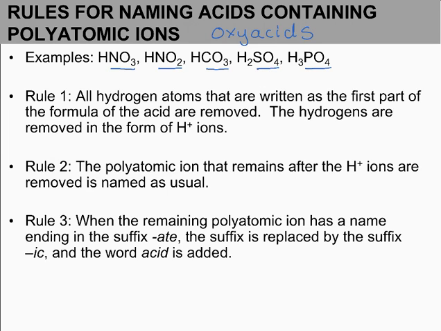Rule 1: all hydrogen atoms that are written as the first part of the formula of the acid are removed in solution. So for instance, we saw that HNO3 will ionize in water to produce H+ and NO3-. All right, so the polyatomic ion that remains after all of the hydrogen ions are removed is just named as usual. So for instance, we said that this ion here is nitrate.